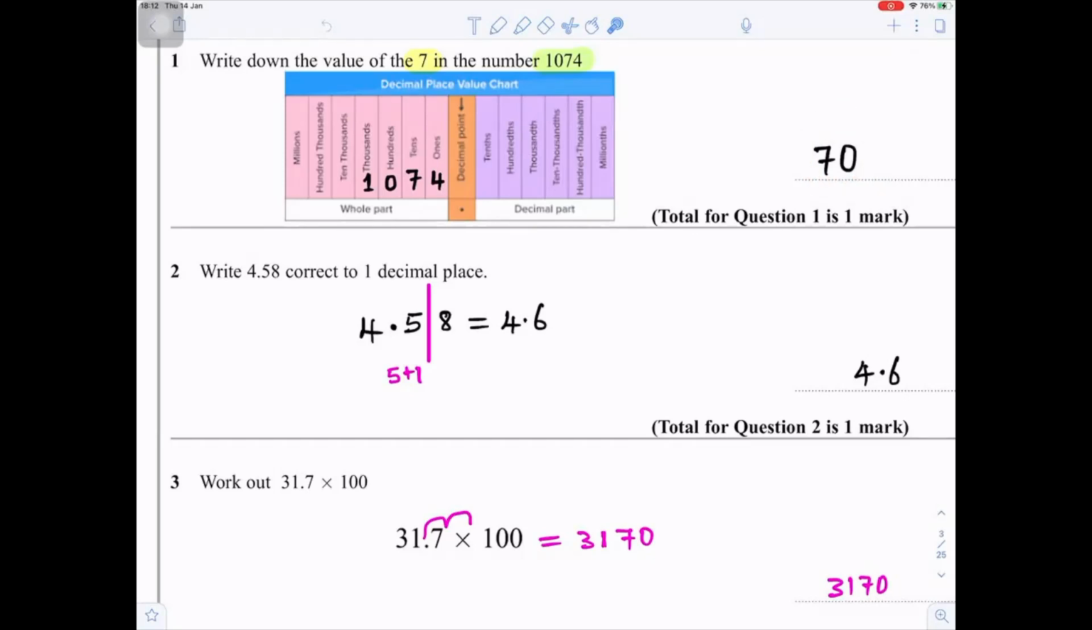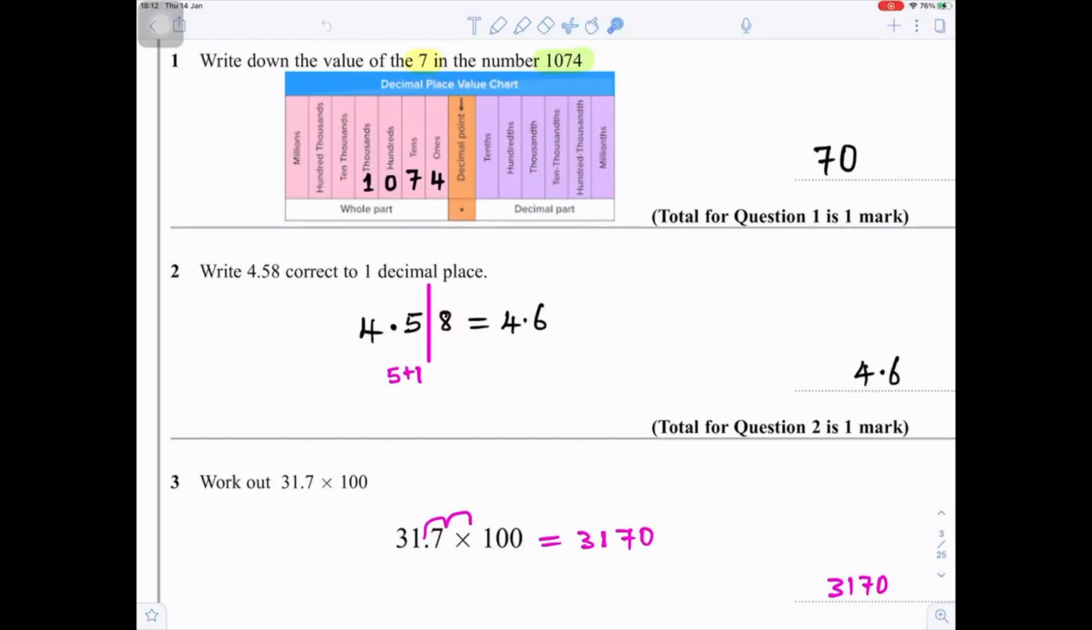Question number 2. Write 4.58 correct to 1 decimal place. You put a line after the first decimal place. I've got here the pink line. I've changed it to red. You look at the number after that line on the right, which is 8. Because it's 5 or more, you add 1 to that 5. So 5 plus 1 becomes 6. So the answer is 4.6.